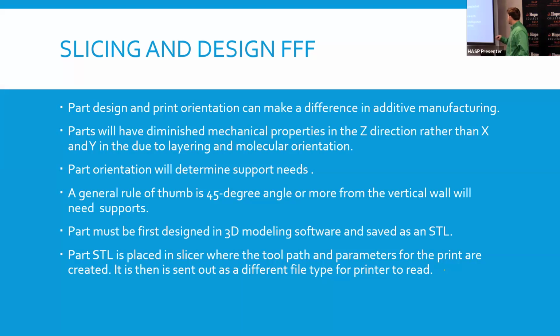The part STL is placed in the slicer, where the toolpath and parameters for the print are created, and then it is sent out as a different file type for the printer to read. So like I went into before, you put it in that slicer and it takes that toolpath layer, but when it's in that slicer, you can set the parameters. So like the heat of your nozzle, the heat of the bed that your print would sit on, the intensity of your laser if you're using powder bed, and what material you're using.